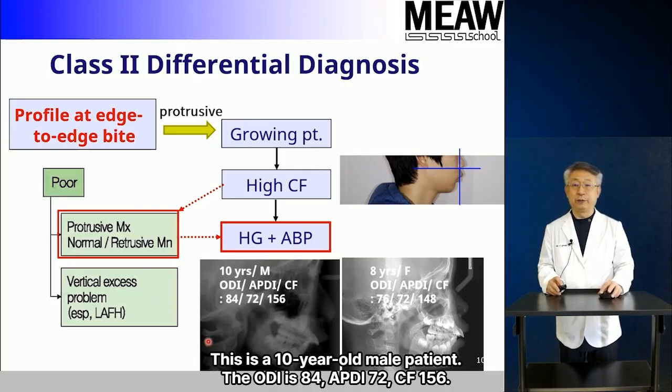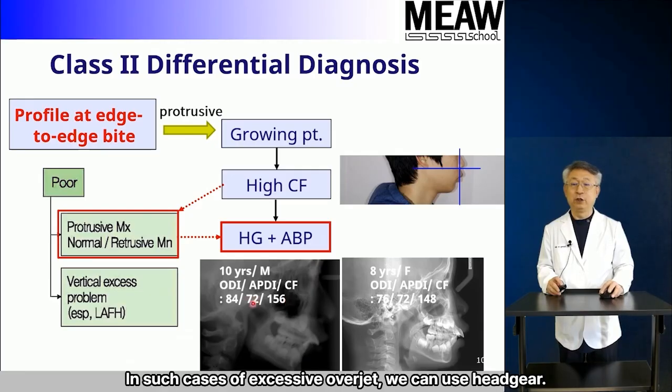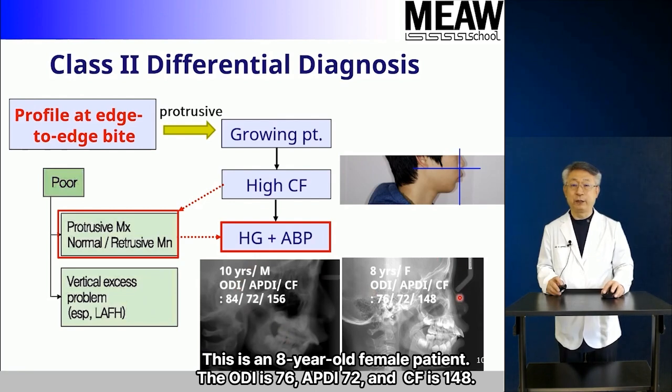This is a 10-year-old male patient. The ODI is 84, APDI 72, CF 156. In such cases of excessive overjet, we can use headgear. This is an 8-year-old female patient. The ODI is 76, APDI 72, and CF is 148.